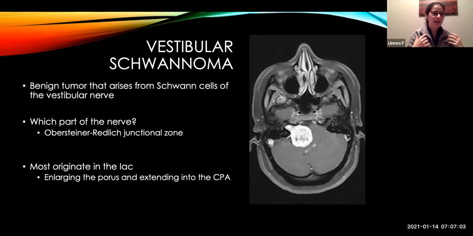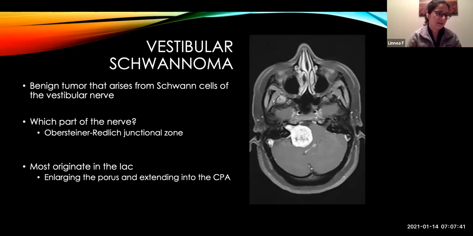But anyway, that's a zone where the Schwann cells and the neuroglial support cells meet. So the Schwann cells, as they develop, they progress towards the brainstem and they get slowed when they hit these cells. So the thought is if the cell division pathways are impaired, so if there's a mutation that leads to the proliferation of the Schwann cells, that's the thought of why these vestibular schwannomas happen in the IAC. Again, most of these vestibular schwannomas start in the internal acoustic canal, and they can enlarge the porus and extend into the CPA.